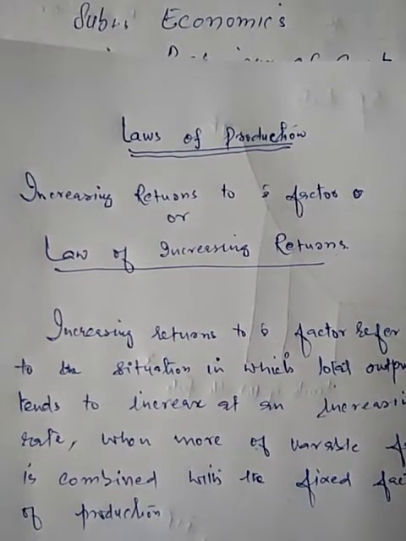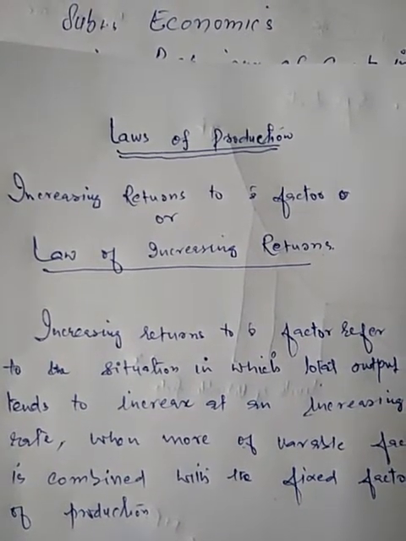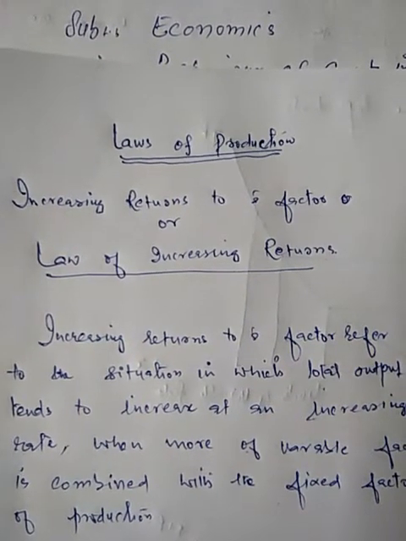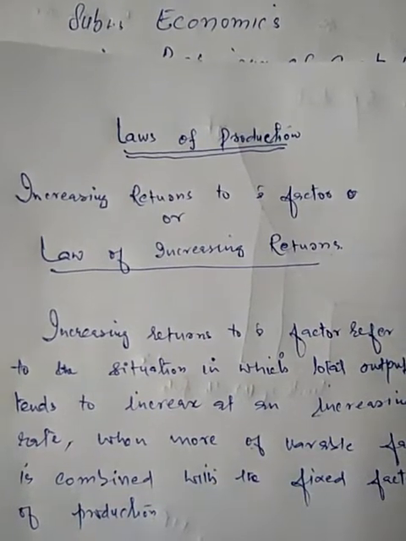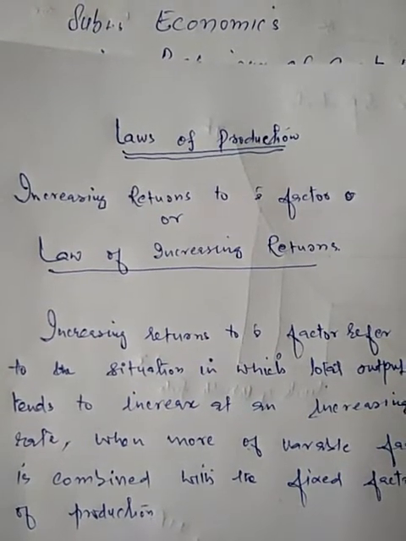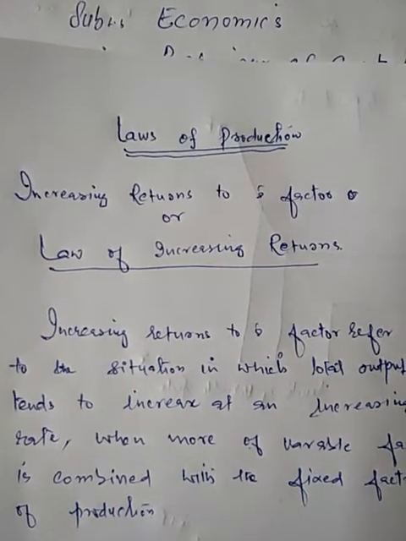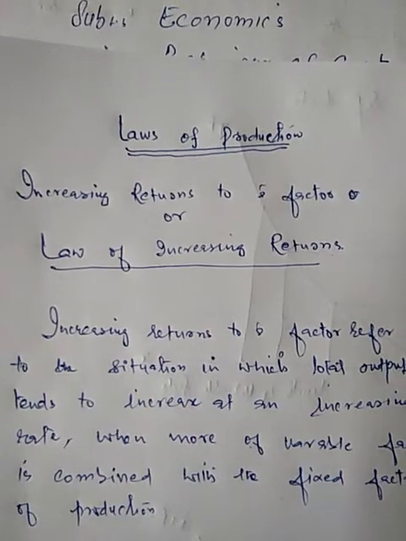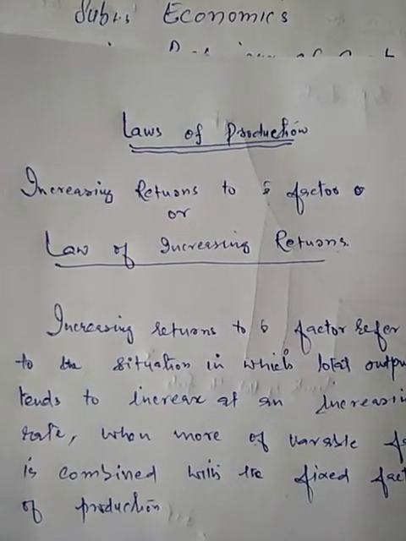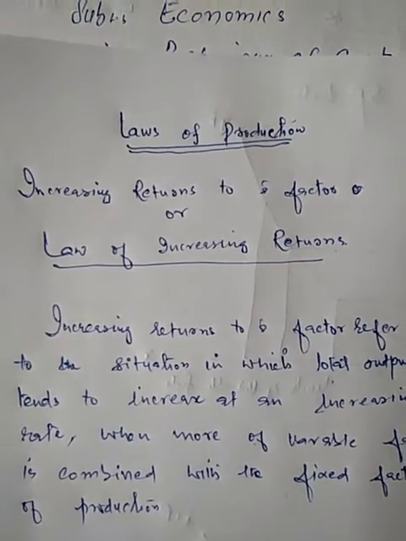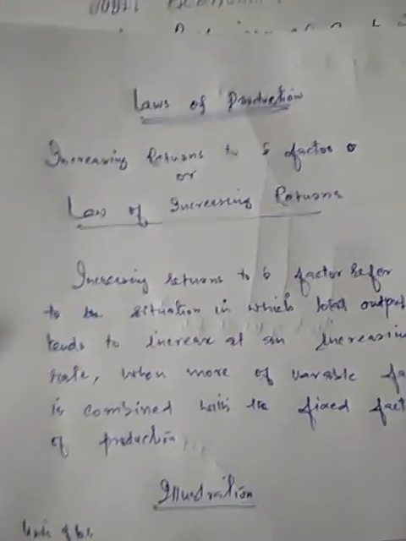And we are discussing these laws with reference to the short period. You know that basically these are the three phases: increasing returns, constant returns, and diminishing returns. These are the three phases of the behavior of output with respect to change in inputs. Actually, we have a law called the law of variable proportions. All these phases exist in that law. Now, let us first discuss these and later discuss that law.